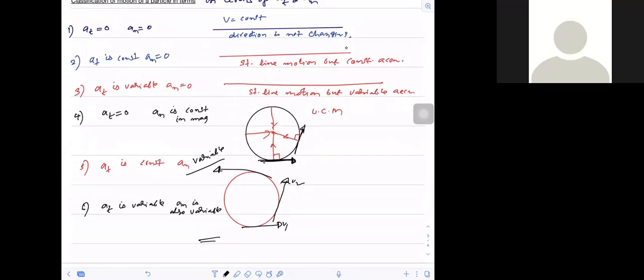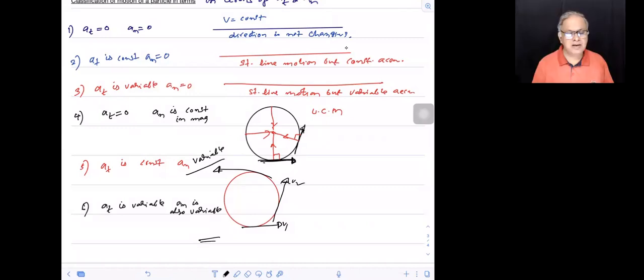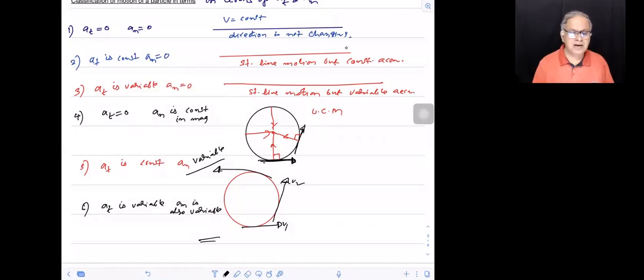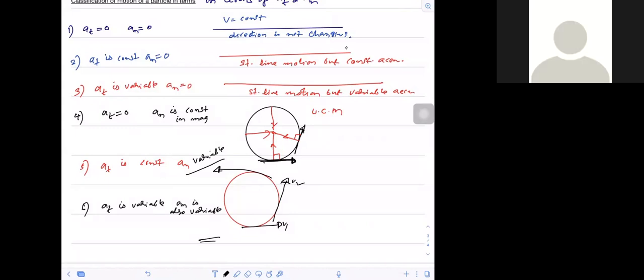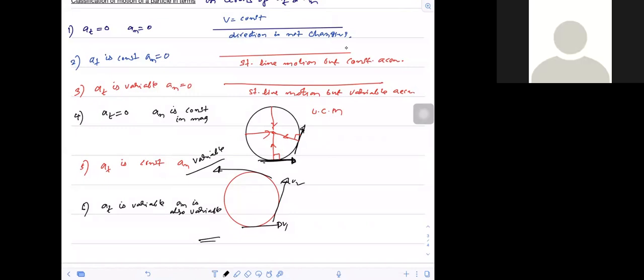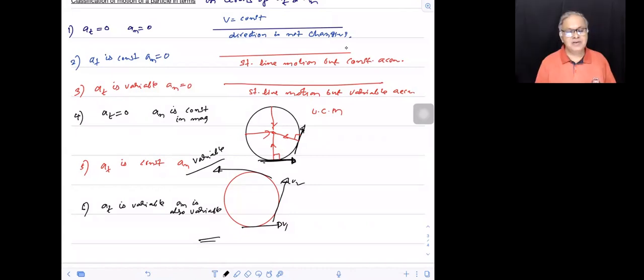Sir, when AT is constant and AN is also constant, what kind of motion is it? Both tangential acceleration and normal acceleration are constant. They cannot be, right? Just now you pointed out, no? Yes, sir. That was a mistake, writing constant there. AT is there means V is changing. So V is changing means V square by R keeps changing, right? Yes, sir.